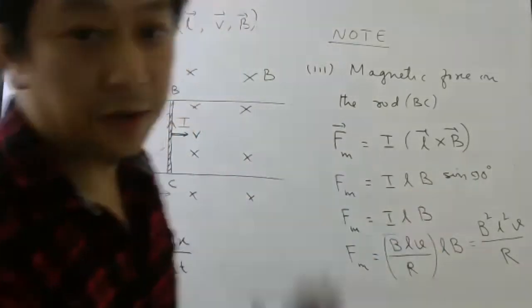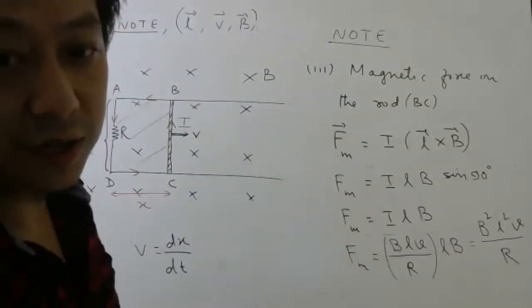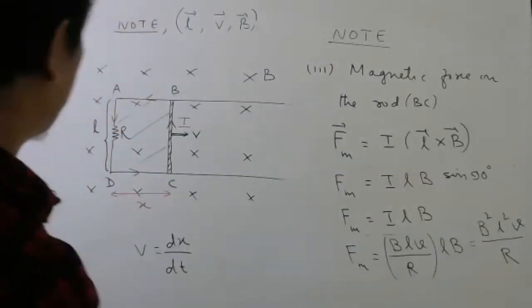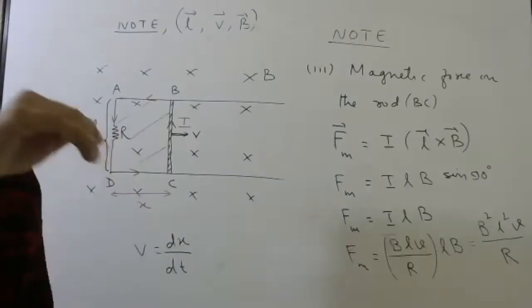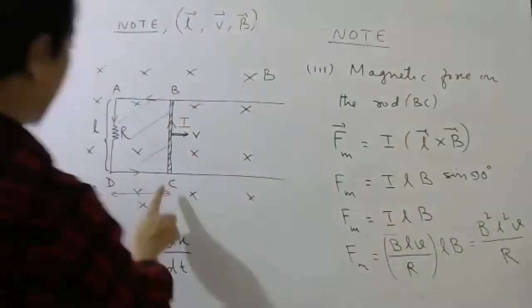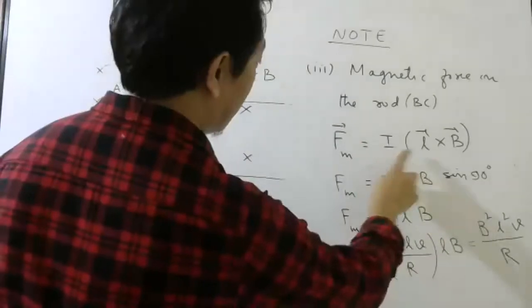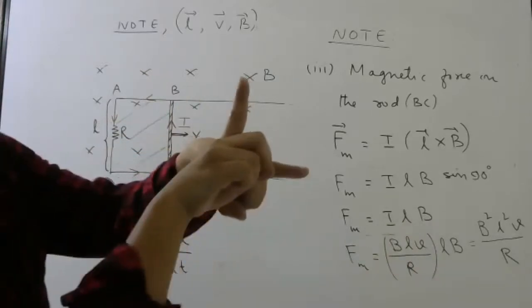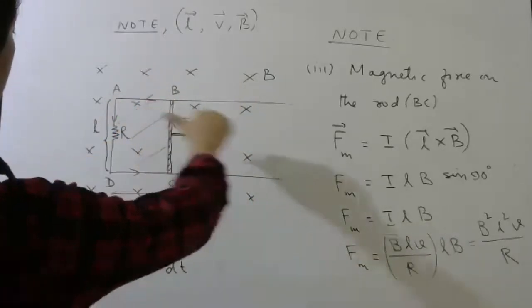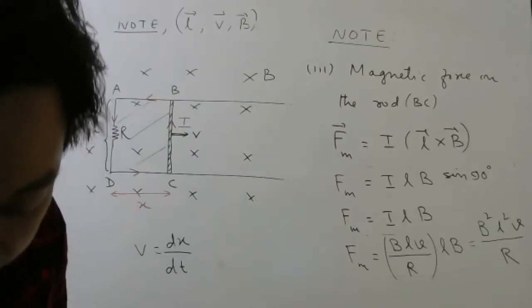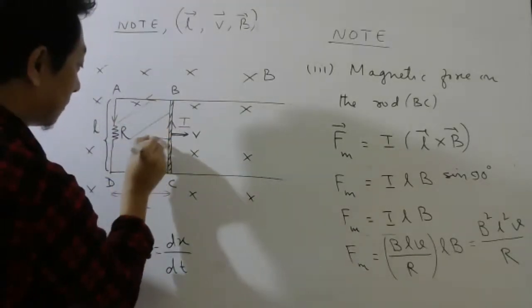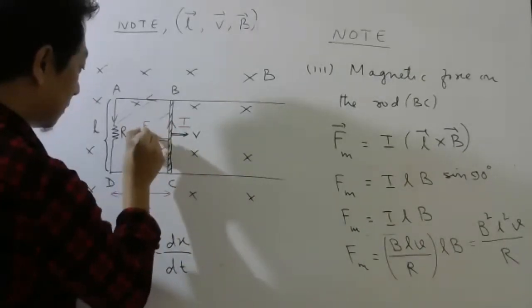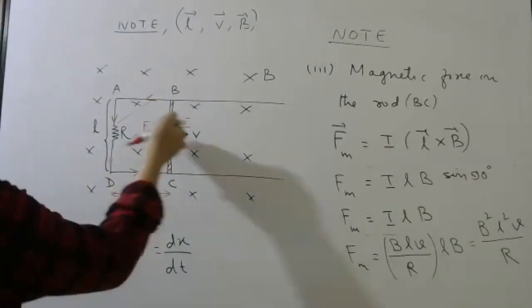L bar cross B bar. You can use cross product rule, or you can use Fleming's left hand rule. So if I use cross product rule, then where it will be? L bar is here. L bar is taken along current. So L bar is here. Magnetic field is here. So two vectors are like this. So if I do L cross B, it will be this side. So magnetic force will be this side. Okay, this magnetic force.